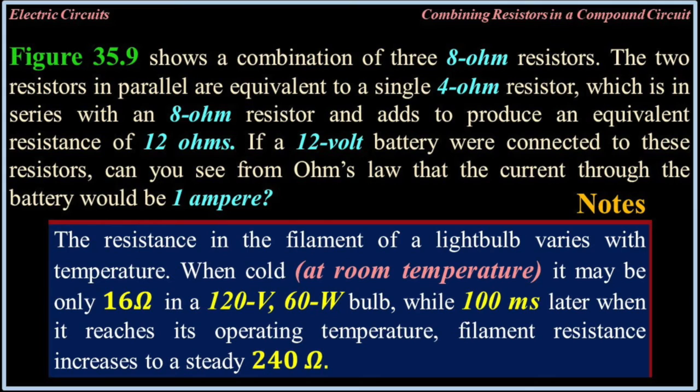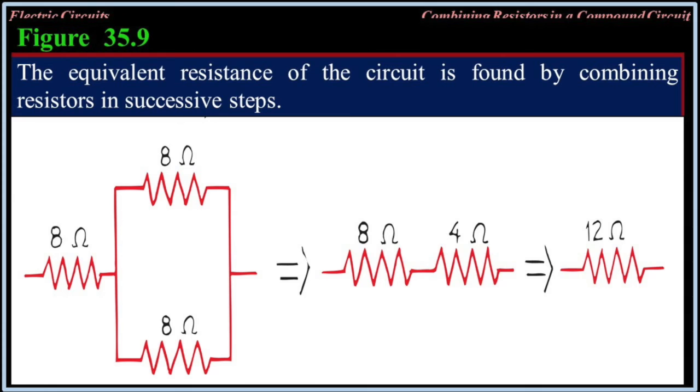Figure 35.9 shows a combination of 3 8-ohm resistors. The 2 resistors in parallel are equivalent to a single 4-ohm resistor, which is in series with an 8-ohm resistor and adds to produce an equivalent resistance of 12 ohms. If a 12-volt battery were connected to these resistors, can you see from Ohm's law that the current through the battery would be 1 amp?